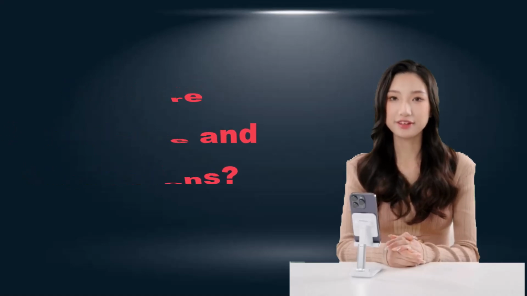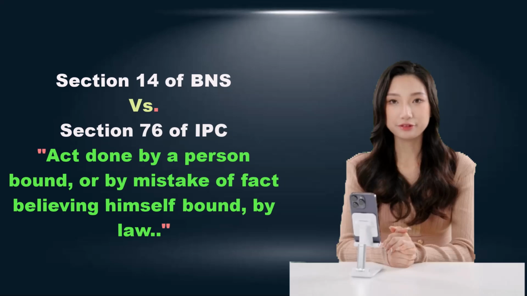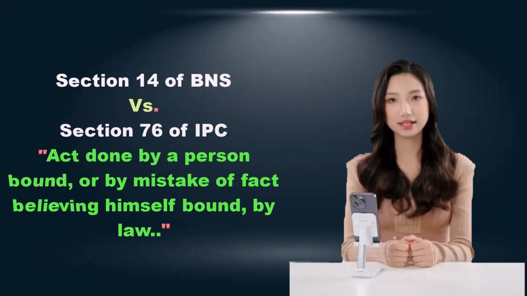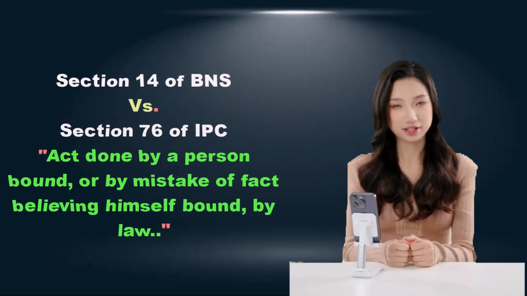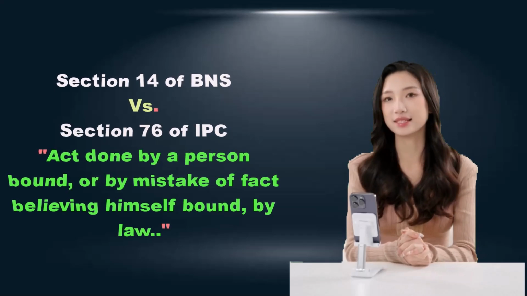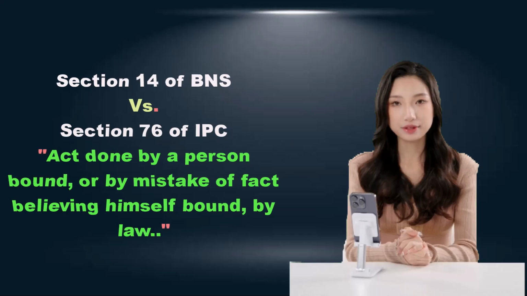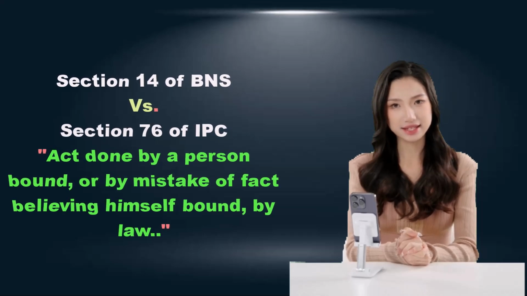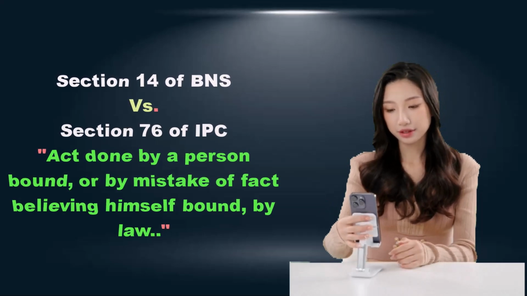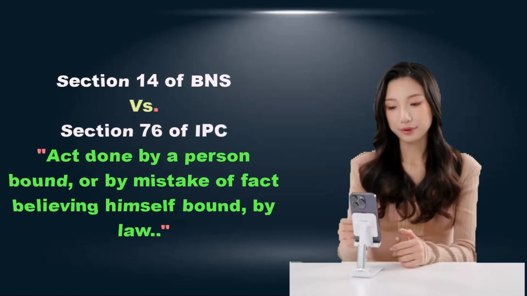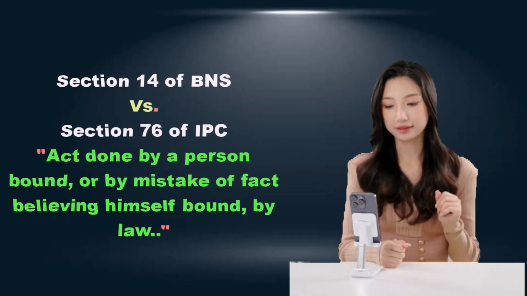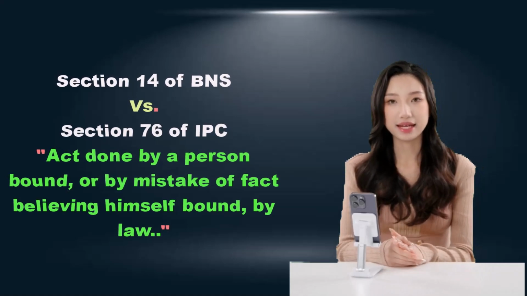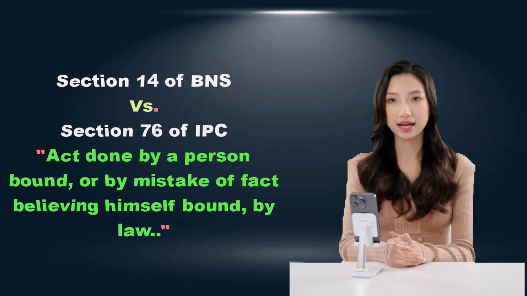So, it can be concluded that Section 14 of the BNS and Section 76 of the IPC are virtually identical in their language and intent. Both sections provide a legal defense for individuals who perform acts under the belief that they are bound by law, either due to a legal obligation or a mistake of fact. The illustrations included in both codes further clarify situations where this defense would apply, such as following a lawful order or making an arrest based on a genuine mistake.